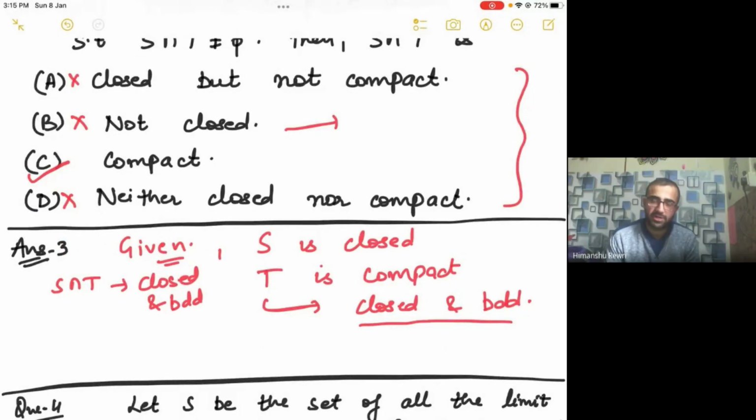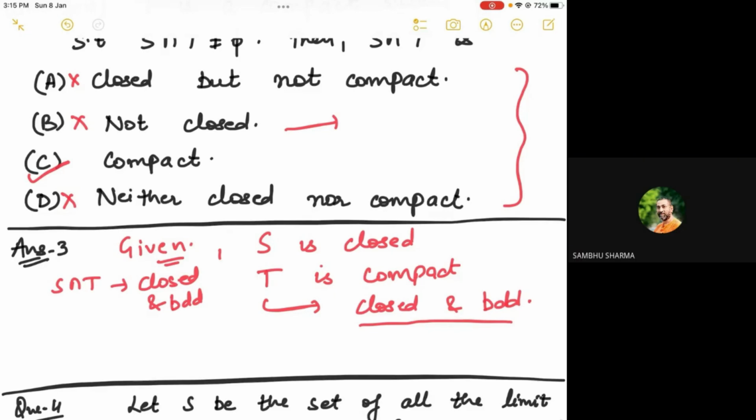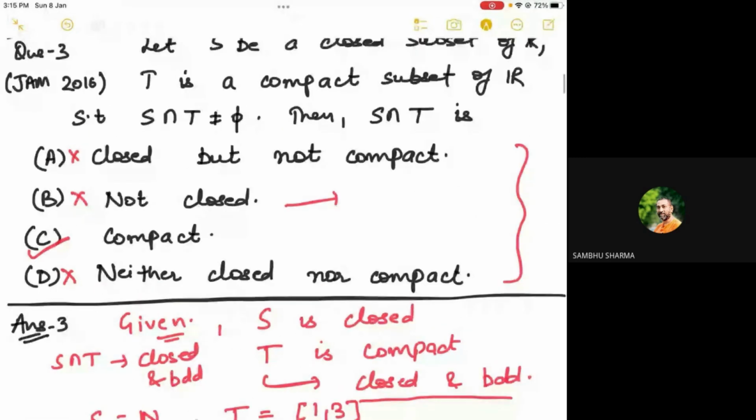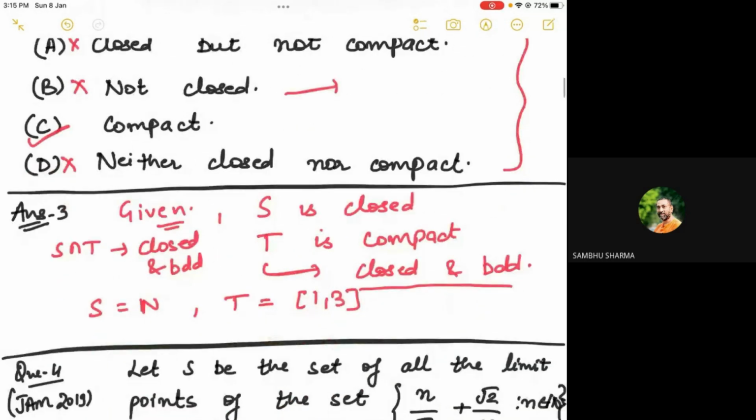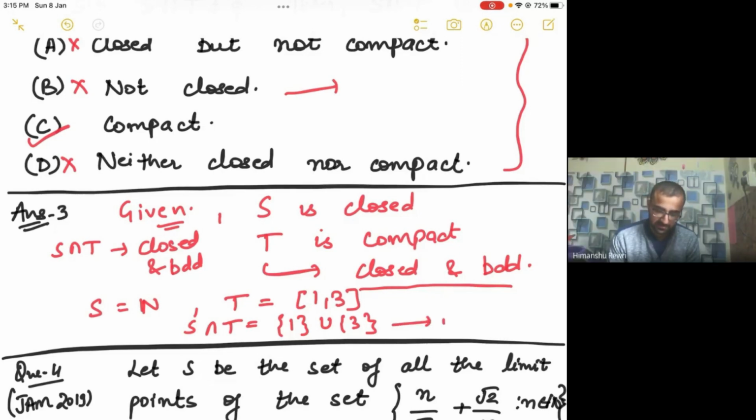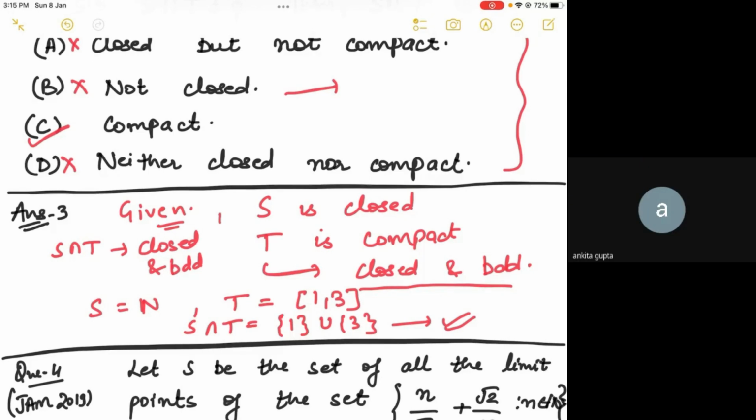No, can anyone contradict this? Can anyone give some example of a statement? Sir, I am taking S equals natural numbers and T equals the closed interval from 1 to 3. Then S intersection T will be a finite set, and it is bounded. A finite set is closed and bounded, so compact. Yes, correct. Yes, sir. Thank you, sir.